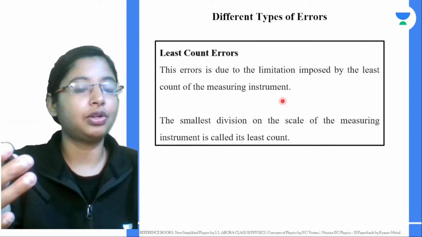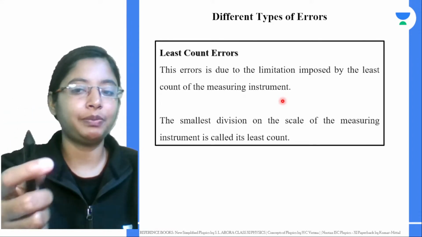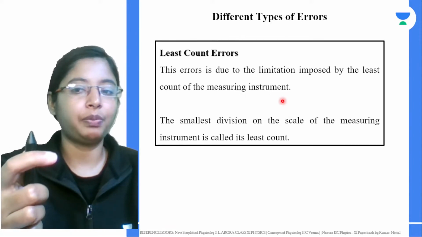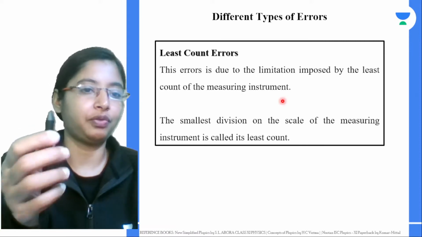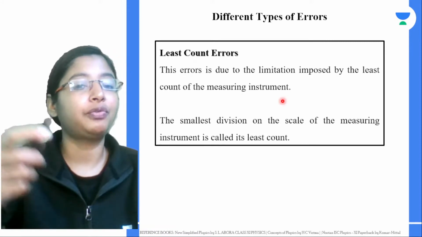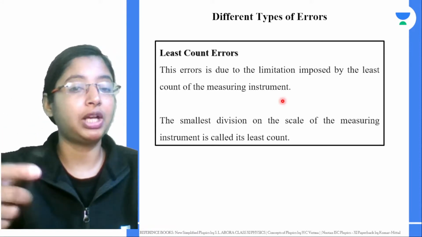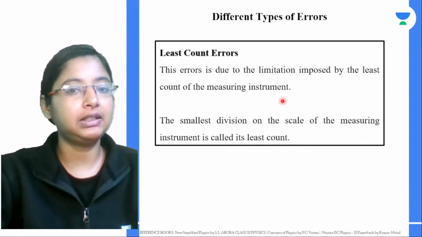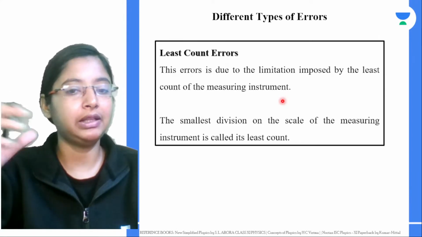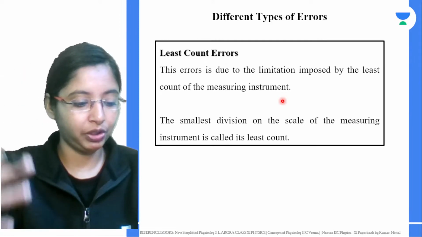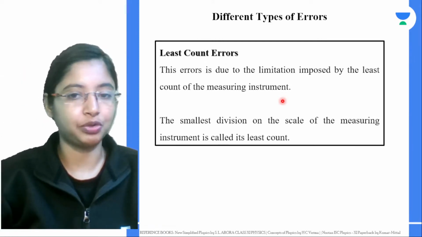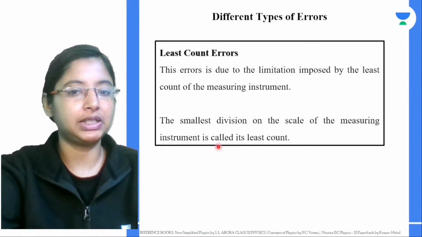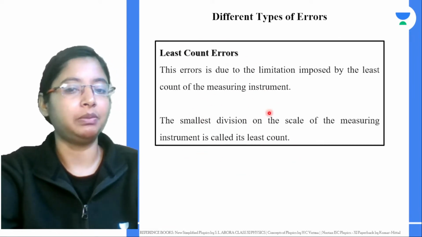And in case I want to measure the thickness in a vernier caliper, I might get only up to 2.5, let's say around 2.52. But if I use a screw gauge, I'll get one more division, 2.523, right? So the smaller the least count, the more precise the measurement becomes. Then you can say that these errors because of the least count can be minimized.